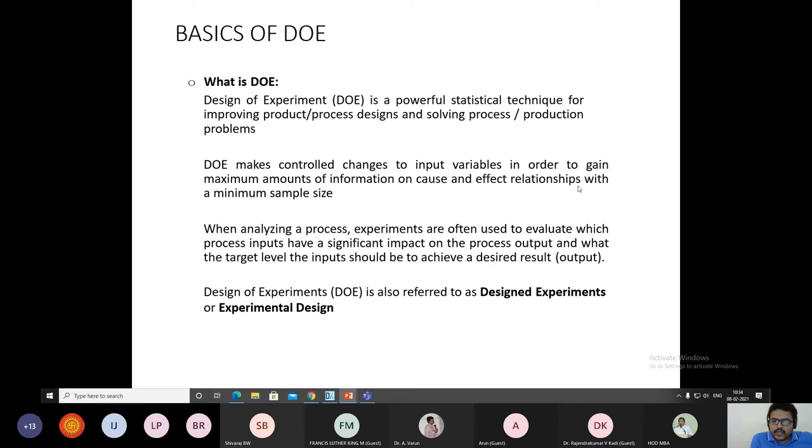So for every process development or product development, if you identify the causes and effect, then you can have a relationship between this cause and effect in order to get an improved output. So when analyzing a process, experiments are often used to evaluate which process inputs have a significant impact on the process output and what the target level the input should be to achieve the desired output. DOE is also referred to in some books as designed experiments or experimental design.